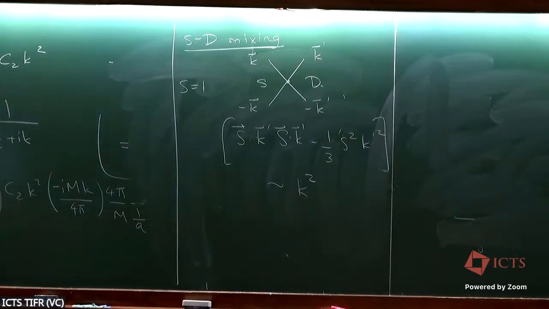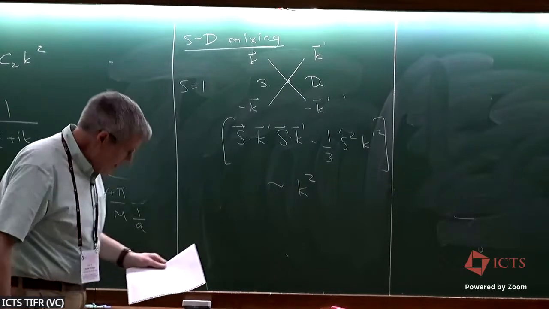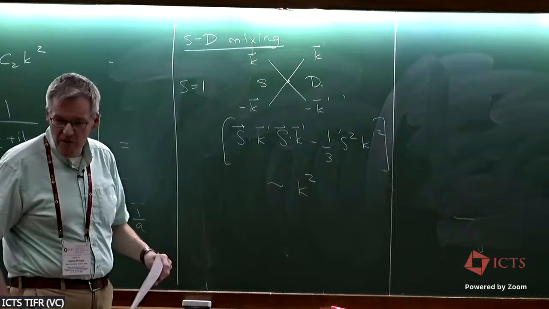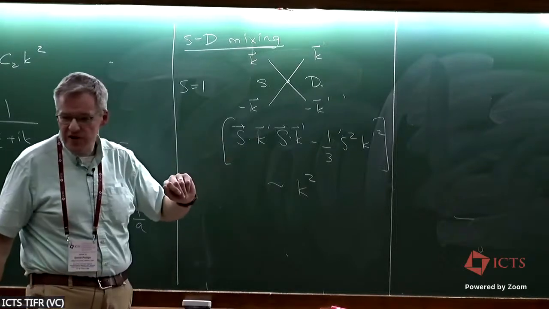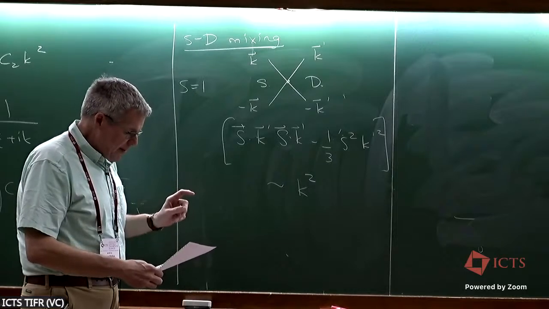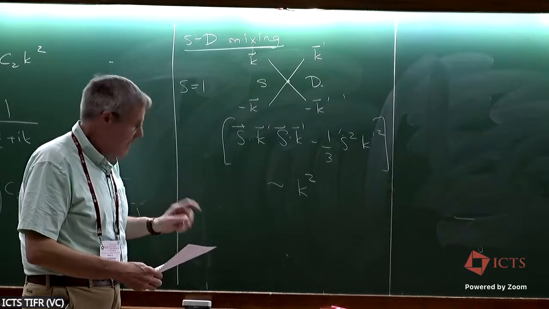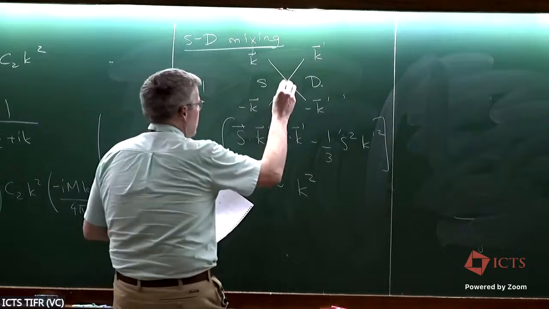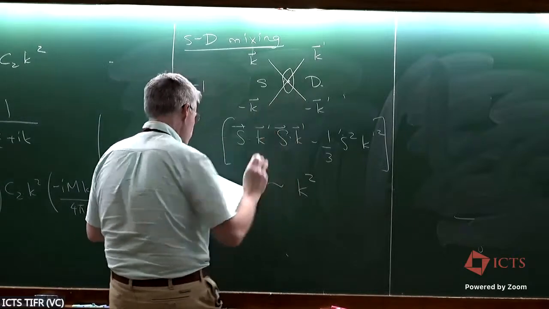I'm not quite sure whether I got the 1/3 right, but I'm trying to make this traceless, right? So I should give this a different symbol. Let's give it an oval.